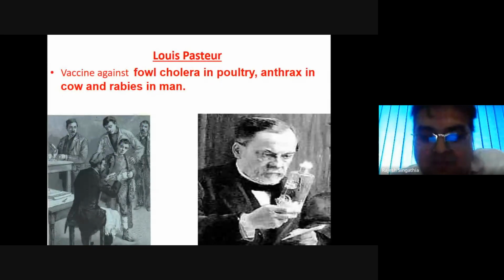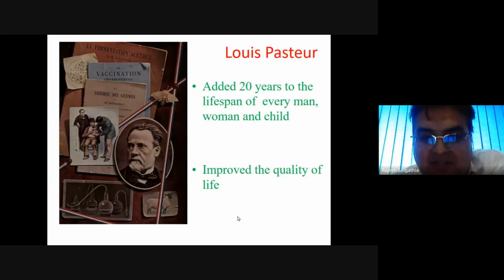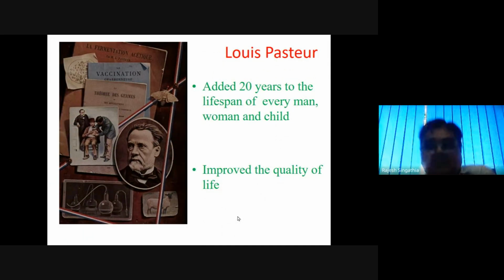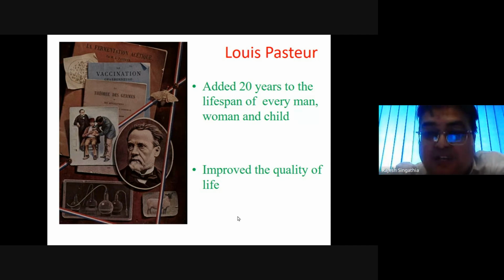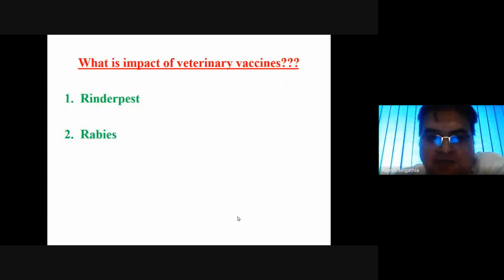So these two scientists, Edward Jenner and Louis Pasteur, have made very important contributions to vaccine development. It is said that Louis Pasteur added 28 years to the lifespan of every man, woman, and child, and he improved the quality of life because he prepared the anthrax vaccine and the rabies vaccine. So there is a very important contribution from Louis Pasteur.